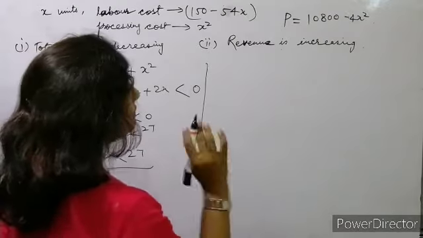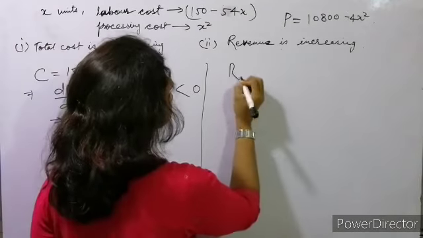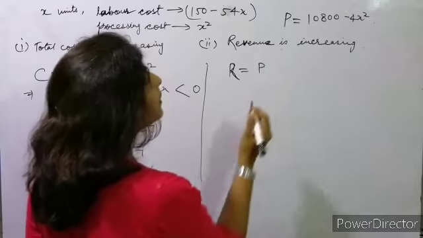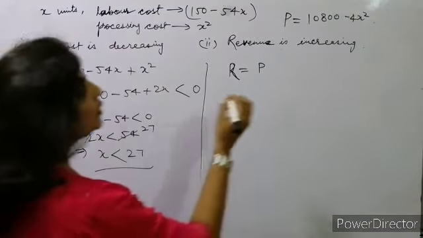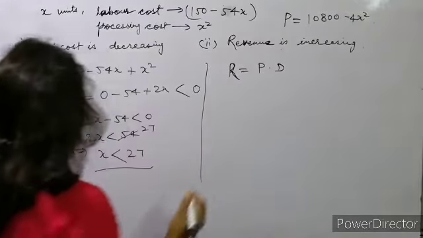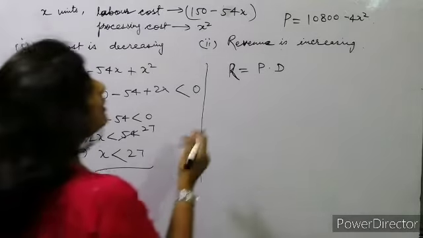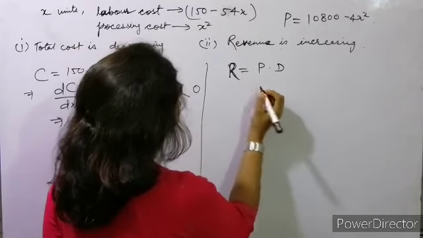And the second one is revenue. So what is the value of R? What is the value of revenue? It is P into D, price into demand. How many units of demand? It is x units of demand, because we are producing x units.